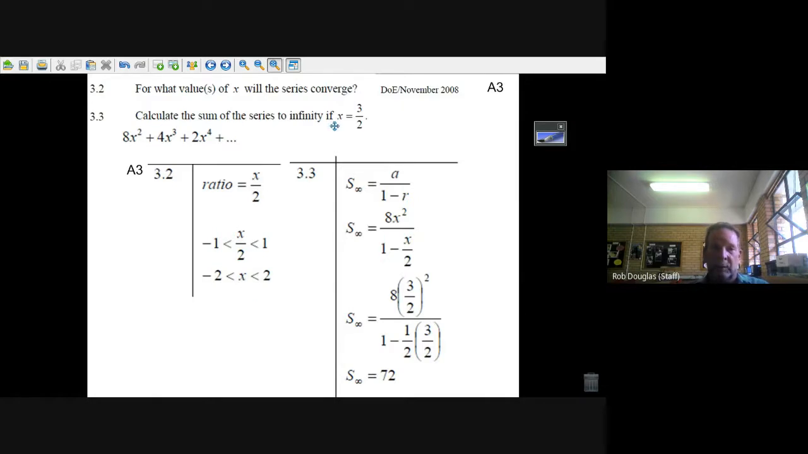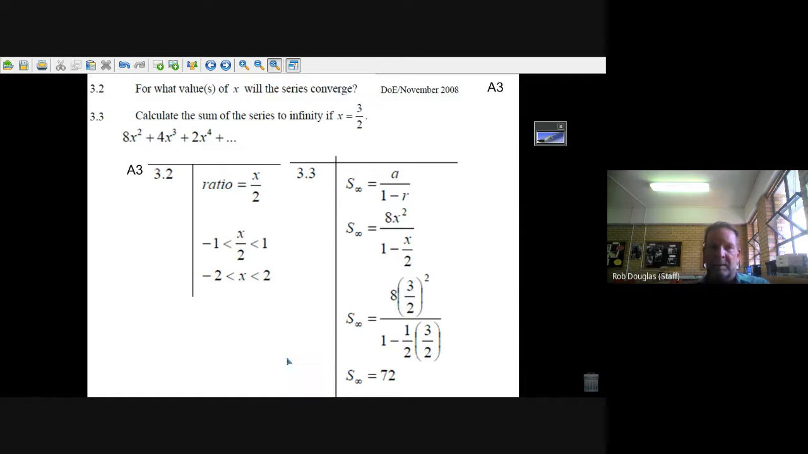Now, what's the sum to infinity? Well, you've got this formula, a over 1 minus r. So you just put in 8x squared for a, x over 2 for r, and that's your answer. But what if x equals 3 halves? Well, just take 3 halves and put it in for x. Put it in your calculator, and you get 72.